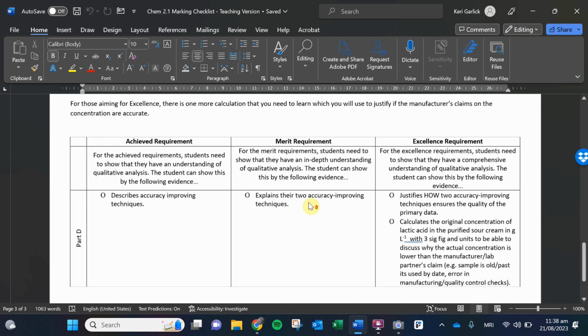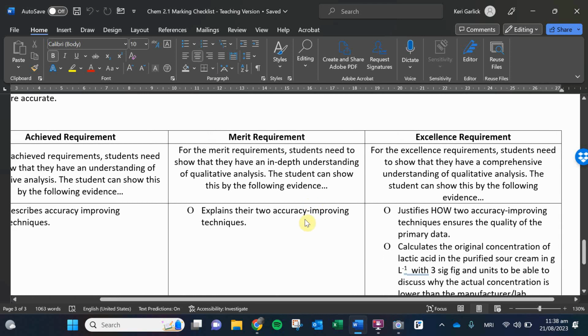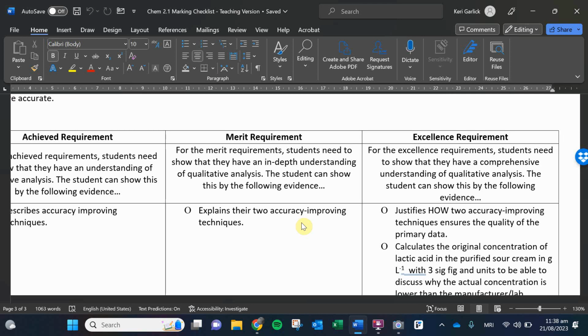For the merit, I need an explanation on why it would improve your accuracy. So removing the funnel, so that way I make sure I don't get any extra drips. Looking for no air bubbles to make sure that there's no loss in volume of my solution, that sort of thing. And again, this is on that sheet that I was talking about for last week.